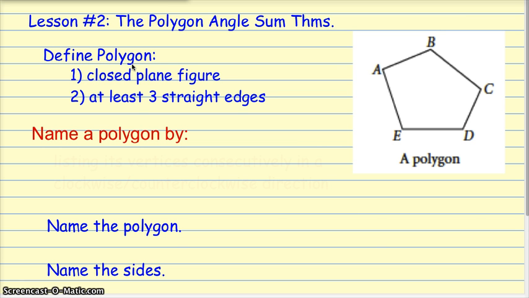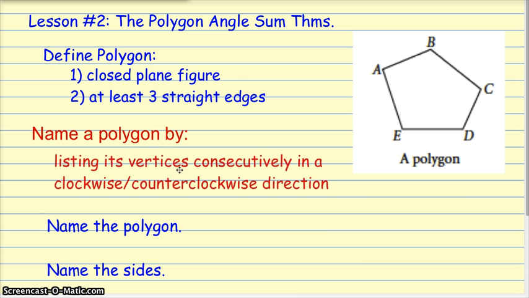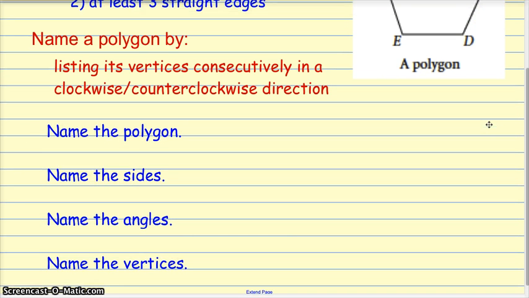It is a pentagon. A quadrilateral is a polygon. A triangle is a polygon. Anything that is closed with straight edges. We name a polygon by listing its vertices consecutively in a clockwise or counterclockwise direction. So to name the polygon, we need to just list the corners. You can start any place you'd like to, as long as you go in order from where you started.